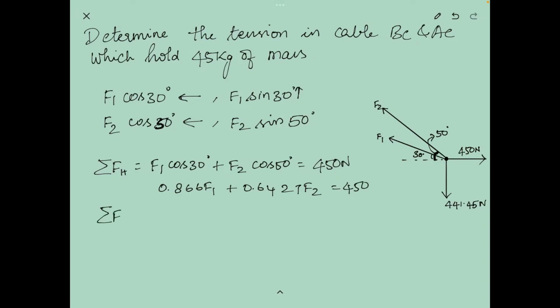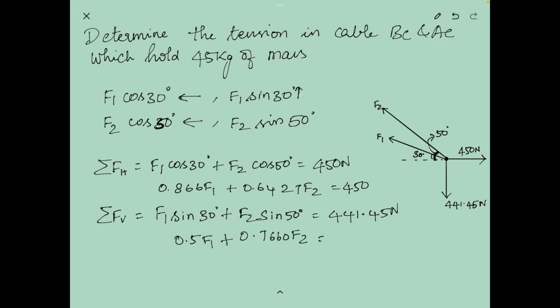Also, summation of all the vertical forces, summation of Fv, is equal to F1 sin 30 degrees plus F2 sin 50 degrees is equal to 441.45 newtons. So here again, substituting the values of sin 30 degrees and sin 50 degrees, we will have 0.5 F1 plus 0.7660 F2, which is equal to 441.45 newtons.